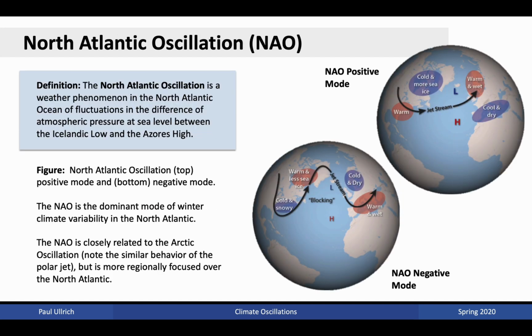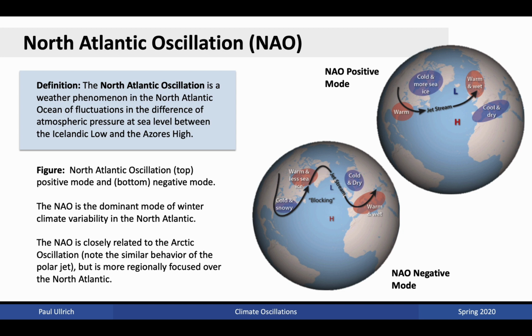Alright, let's turn our attention to the North Atlantic Oscillation. The North Atlantic Oscillation is very closely connected with the Arctic Oscillation, and is also associated with the windiness of the jet stream. The North Atlantic Oscillation is a weather phenomenon in the North Atlantic Ocean of fluctuations in the differences between atmospheric pressure at sea level between the Icelandic low and the Azores high.